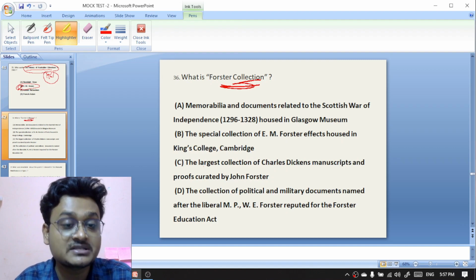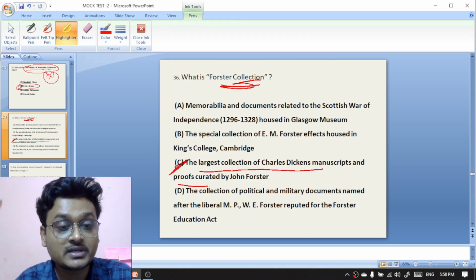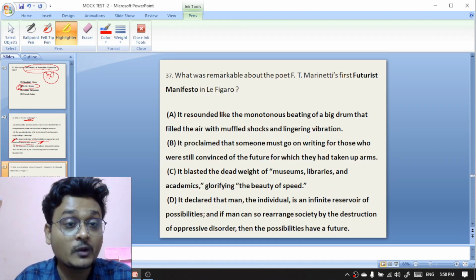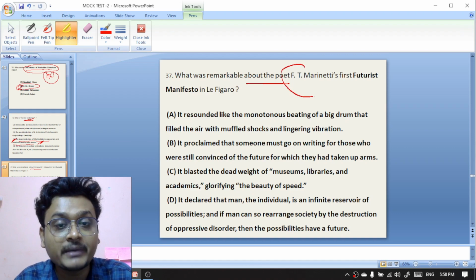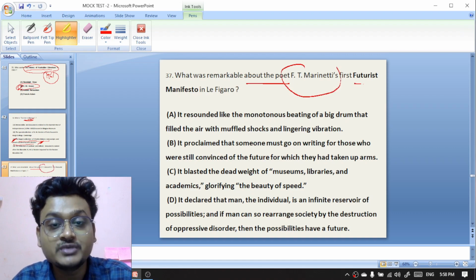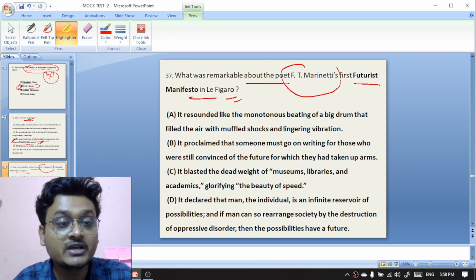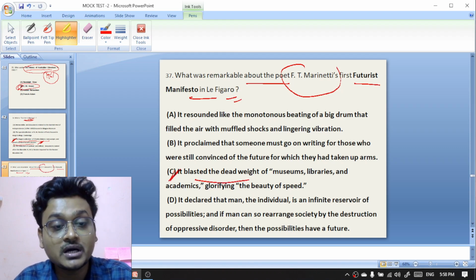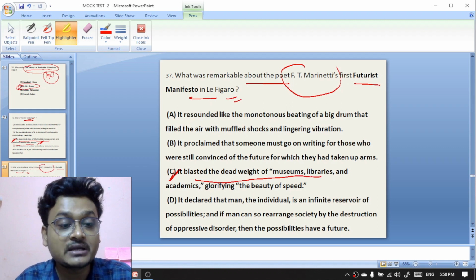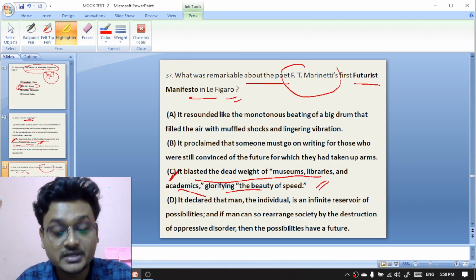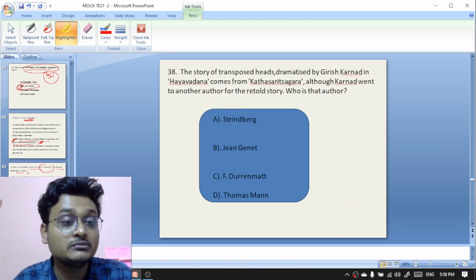Foster's collection is Charles Dickens' collection, the largest collection of Charles Dickens manuscripts and proofs, curated by John Forster. Next question: what was remarkable about the poet F.T. Marinetti's first Futurist Manifesto in Le Figaro? It blasted the dead weight of museums, libraries and academics, glorifying the beauty of speed. So C is the right option here. Move to the next question.